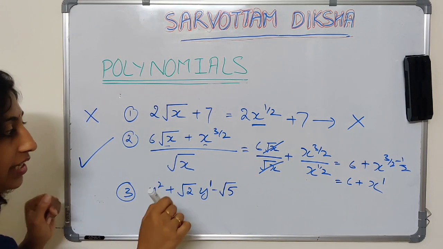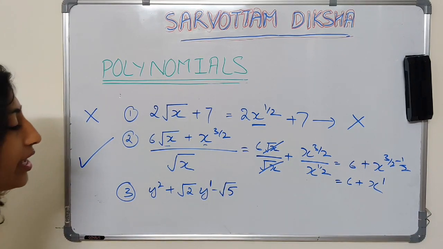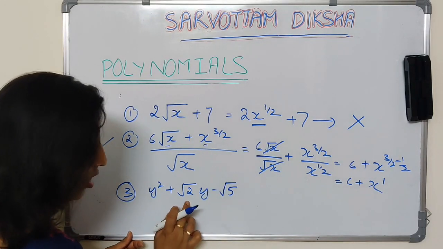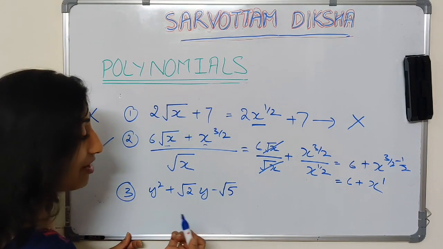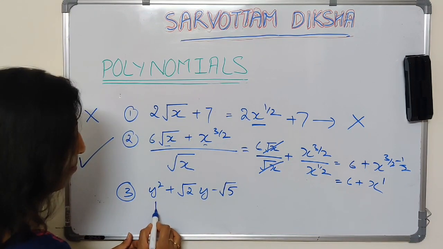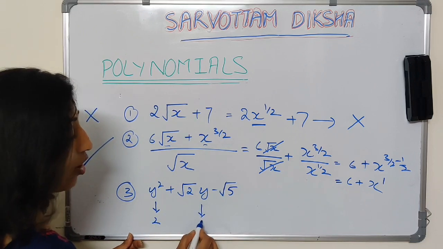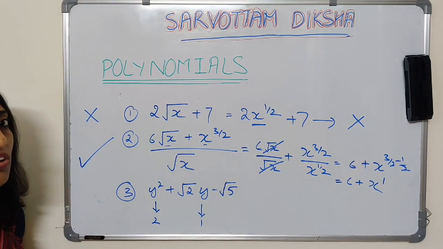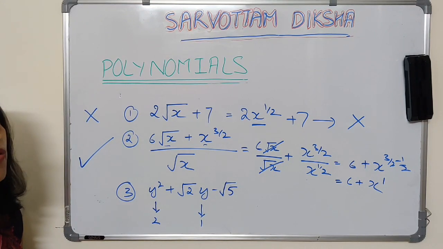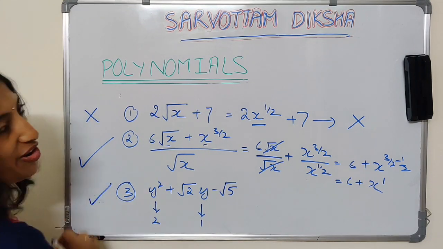In my third case also, we are seeing some roots, but that root is associated to coefficients. Power of my variables is a whole number only. Here power of variable is 2 and here power of variable is 1. Root is associated with coefficients. My coefficients can have a root with it. So this is also a polynomial.